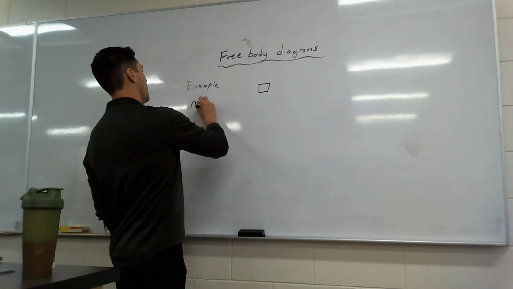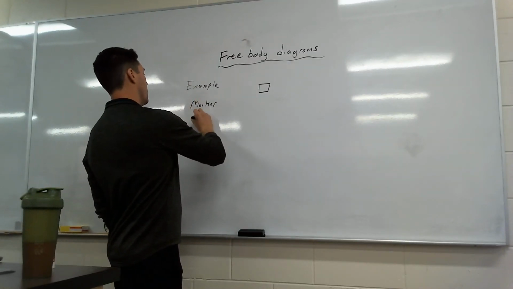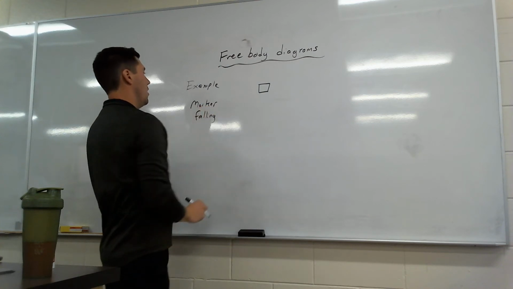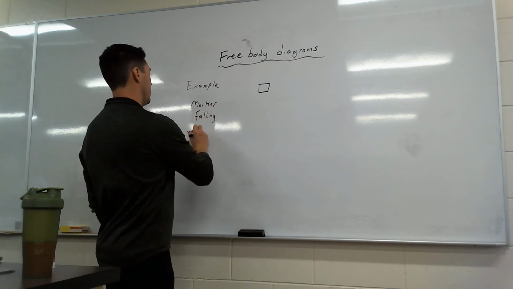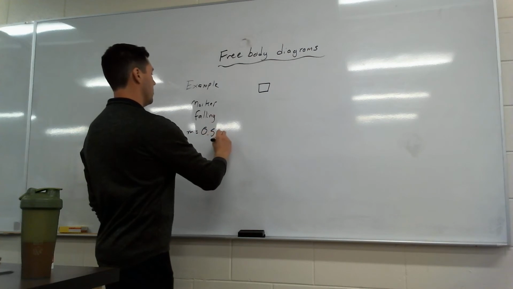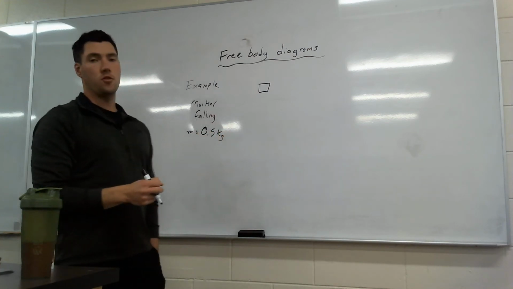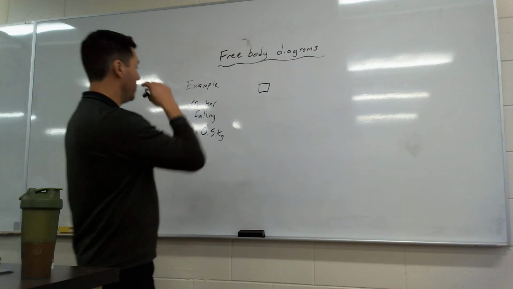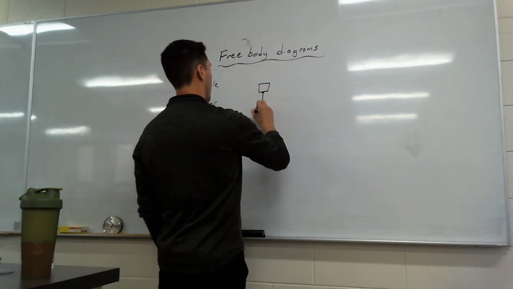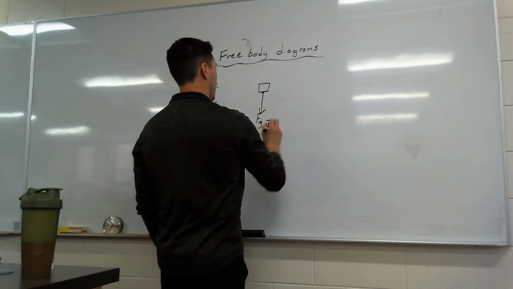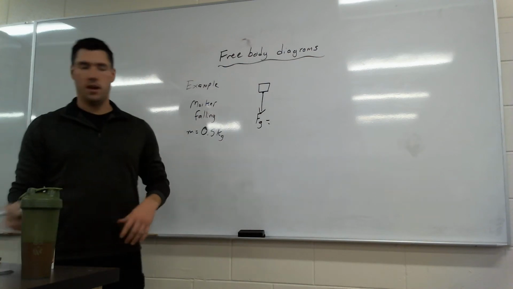So, marker falling. All right, let's make this mass 0.5 kilograms. Again, to get the force of that, we know there's going to be a force of gravity pulling it down. We just use mass times 9.8, so that'll be 4.9.